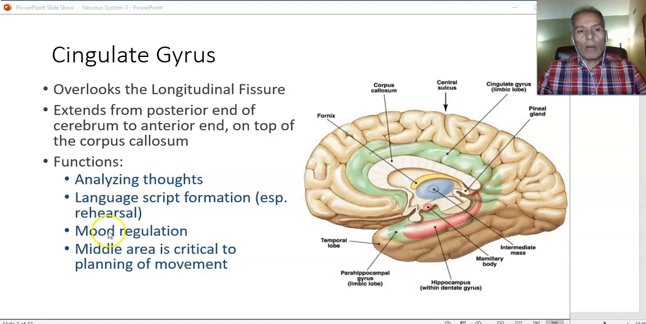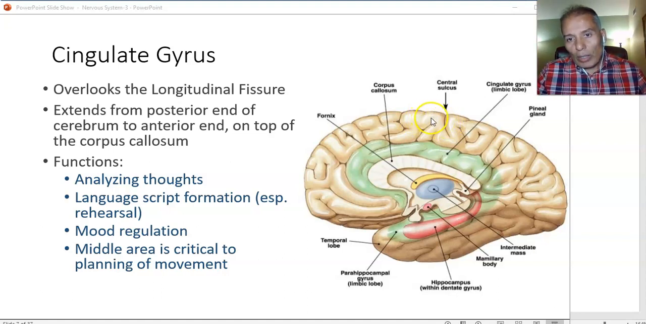So it also, the anterior part contributes to emotional regulation. It plays a great role in mood regulation. The middle area here, so here's the central sulcus, continuous on the other side.